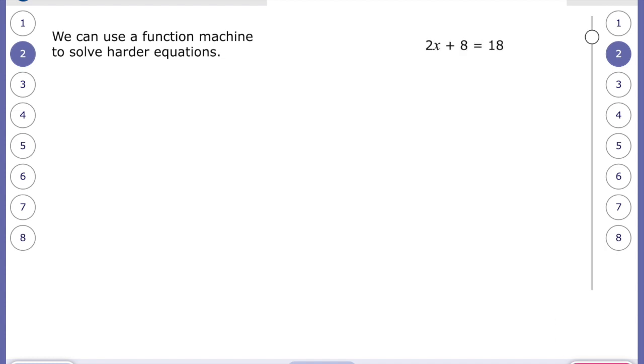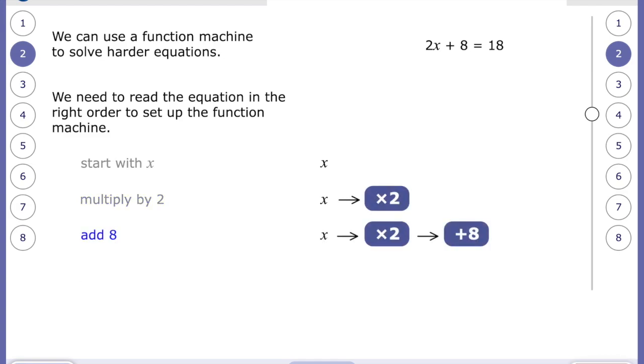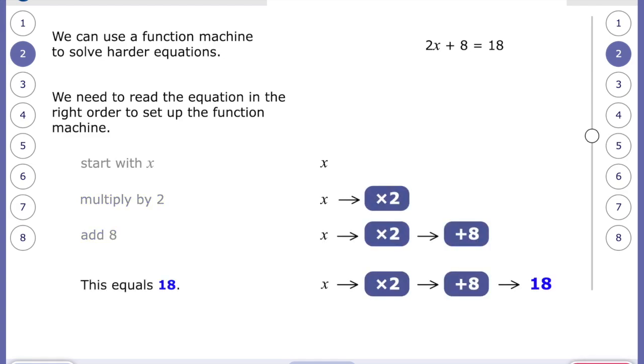So if we look at this equation here, we've got 2x plus 8 equals 18. We need to read the equation in the right order to set up the function machine. So we're going to start with x. We're going to do x multiplied by 2, and we're going to add 8, and that's going to make 18. The function machine is doing exactly what that equation is.